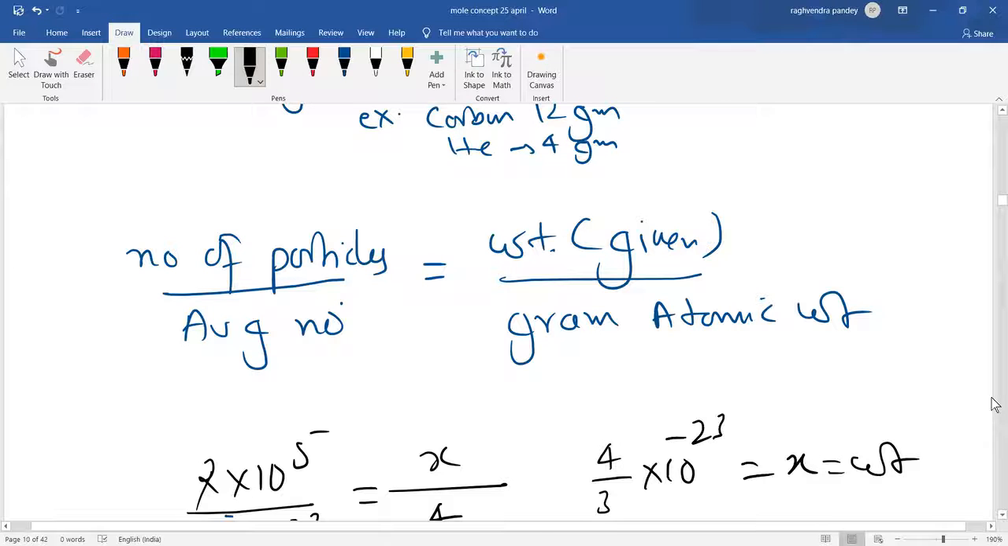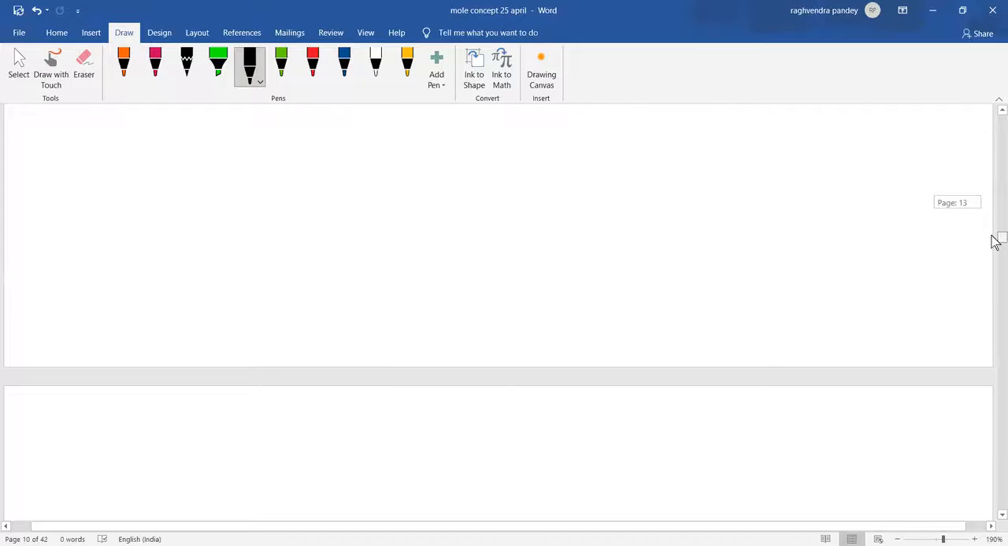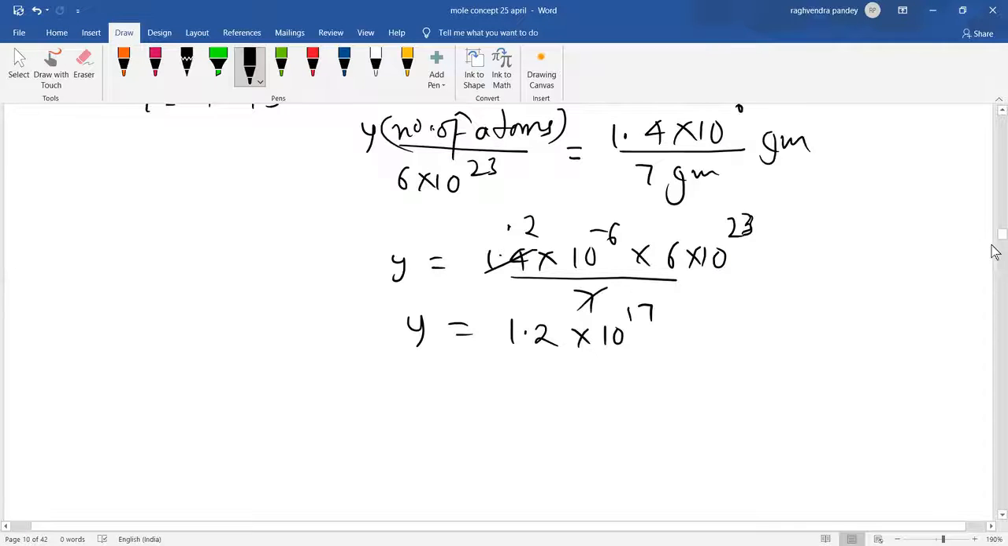So this is the number of particles divided by Avogadro number, equal to the weight given divided by the gram atomic mass. That is your basic formula. Just applying this basic formula, we get the number of atoms. What are these? Lithium atoms.